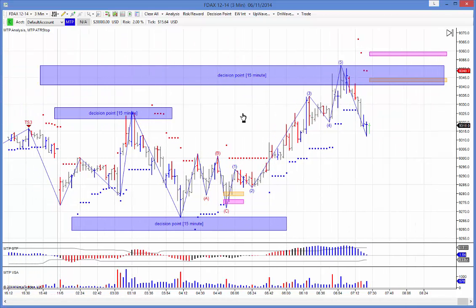So how do we uncover trade setups on these charts now? Well, we look to trade in the direction of the large degree trend. So after this support down here at the low of the day, I'll be looking for long trade setups.